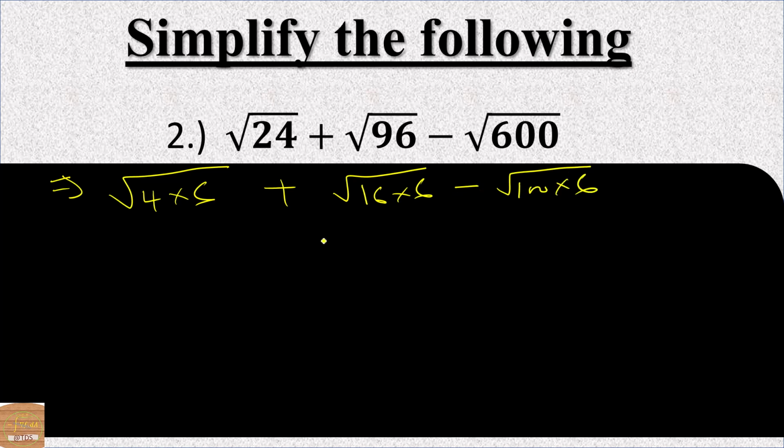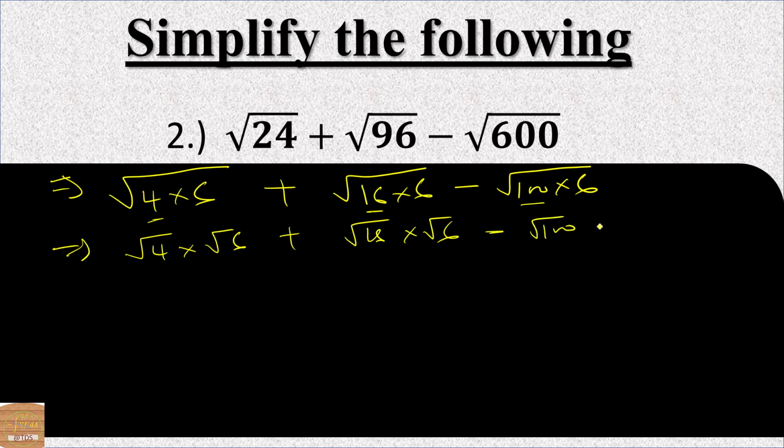All right, so let's check. 4 is a perfect square, 16 is a perfect square, 100 is a perfect square. All right, so let's break this one. So we have 4 times root 6 plus 16 times root 6 minus root 100 times root 6.